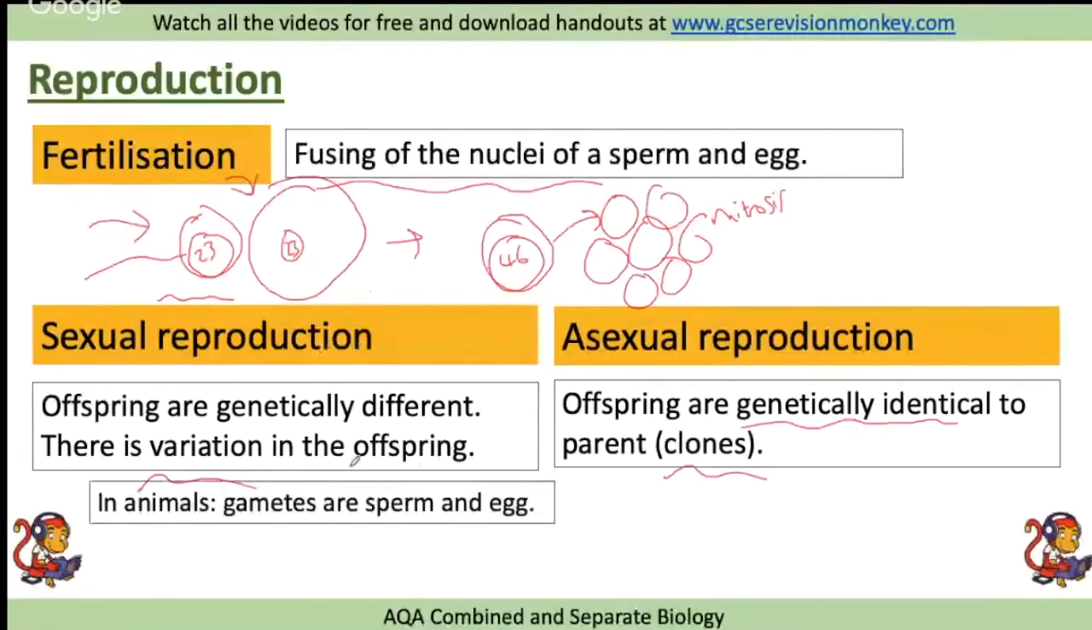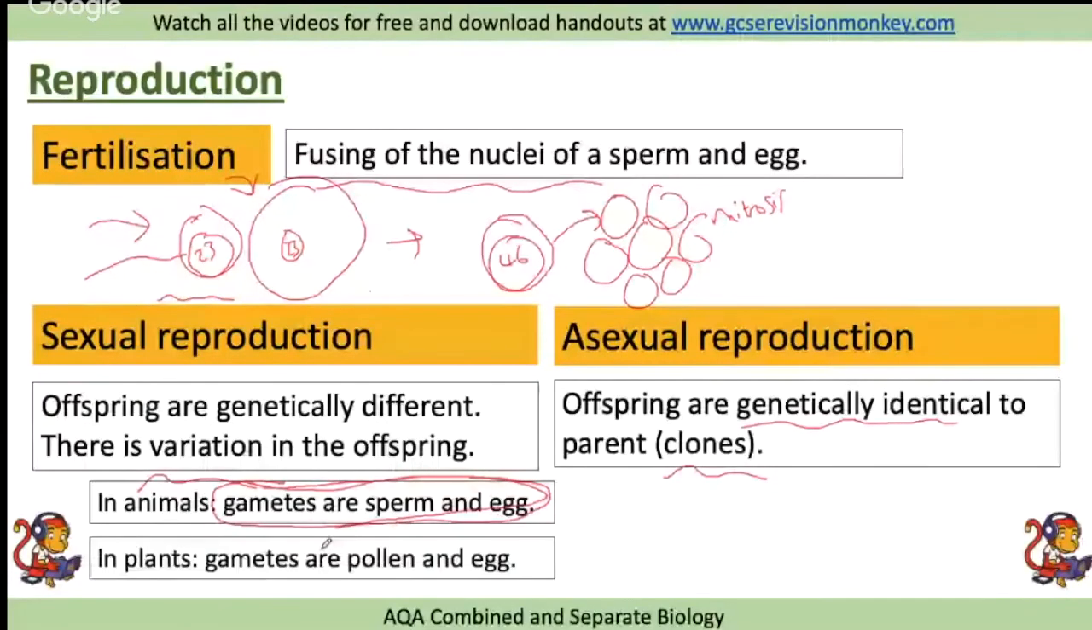Just to recap, in animals, the gametes, the sex cells, are the sperm and the egg. But in case they ask you in the exam, they also want you to be aware about plants, whereby the gametes are pollen and egg. So don't talk about sperm when you're talking about plants. DNA then, moving further into chapter 6, we need to know about DNA. So first of all, if we remember what a cell looks like, the cell has a nucleus, and that is where the DNA is kept.